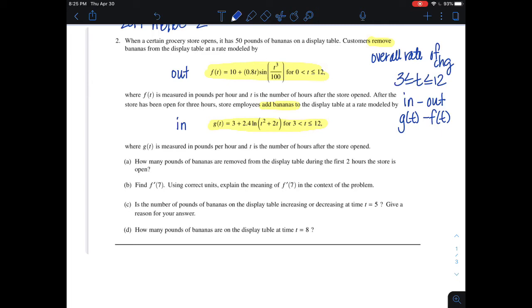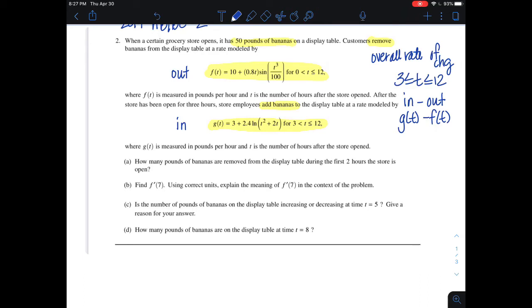Now, you don't necessarily always need to be using the overall rate of change. Things you want to remember: you integrate a rate of change to see how much it changed. If you want to know an exact amount at a specific time, you start by adding the initial amount that you know, and then add that to the integral. Things we should maybe pay attention to: it starts with 50 pounds of bananas to begin with. So that's your initial value. But again, be careful, because there's different rates of change from 0 to 3 than there are from 3 to 12.